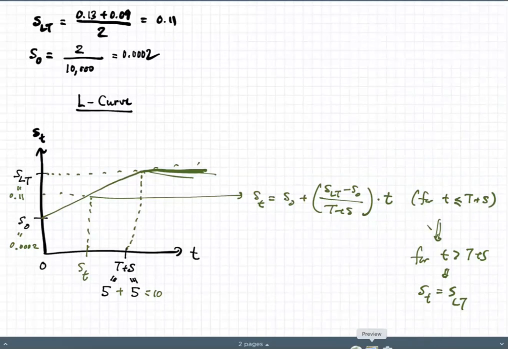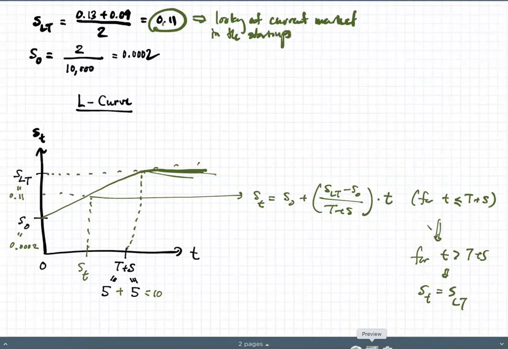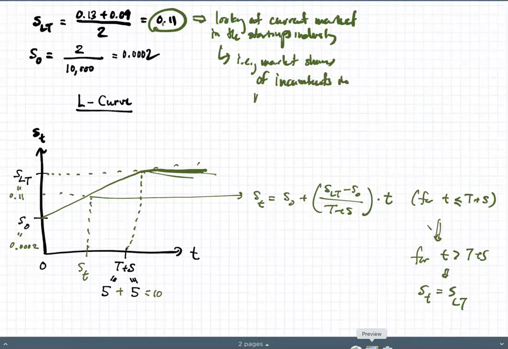So this is the L curve. This is one way to estimate market share dynamics. And again, this is obtained by looking at current market shares in the startup's industry, i.e., market shares of incumbents in the market that are successful, plus focused, usually is what we would focus on.